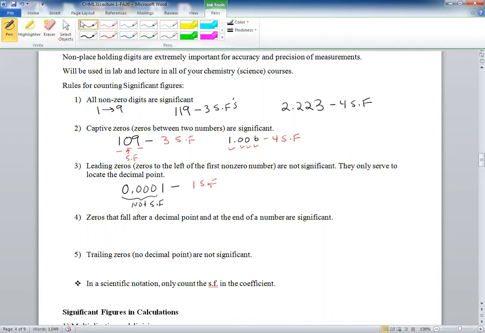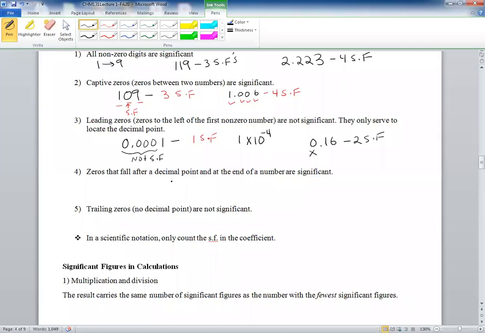Why? Because I can write this number in scientific notation. If you refresh your memory on scientific notation, this number would be written as 1 times 10 to the negative 4. So again, only this 1 appears. So if I have another value, 0.16, again, this 0 is not significant. So you only have 2 significant figures.